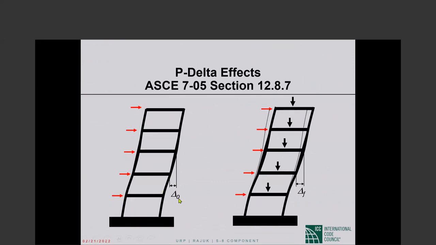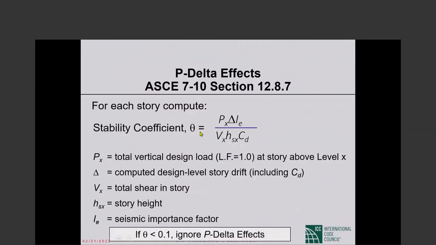Under lateral loads only, this would be the interstory drift. When you consider the gravity sitting on the frame, that interstory drift increases from delta sub 0 to delta sub f as shown in the picture. In dealing with P delta effects, we define a stability coefficient, which is basically the secondary to primary moment ratio. V sub x is the story shear, that multiplied by story height is the primary moment. P sub x is the unfactored gravity load at the level where we are doing this calculation.